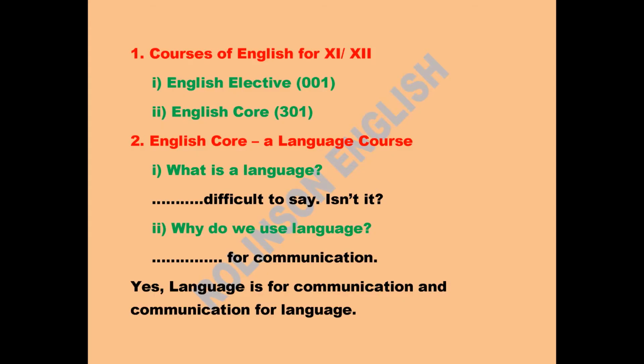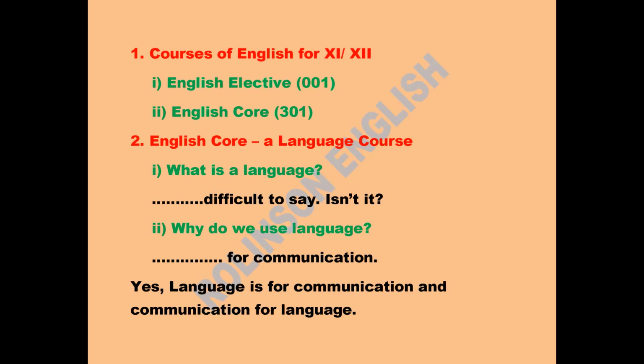Do you know how many courses are offered by CBSE in class 11th? Friends, there are two courses. One is English elective 001 and another one is English core 301. 301 is the code, 001 is the code for English elective. But here we have taken up the English core course for class 11th.